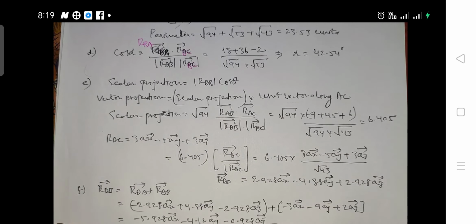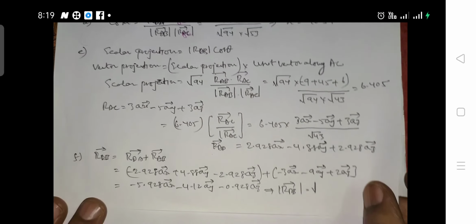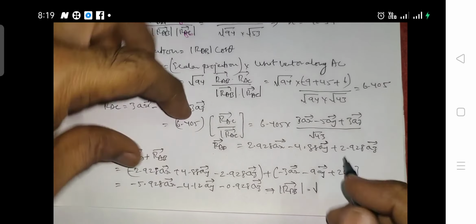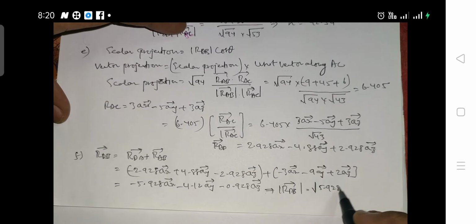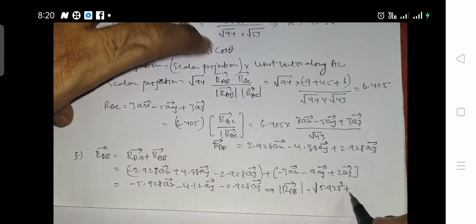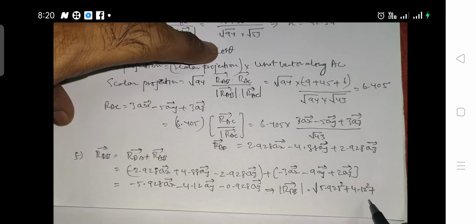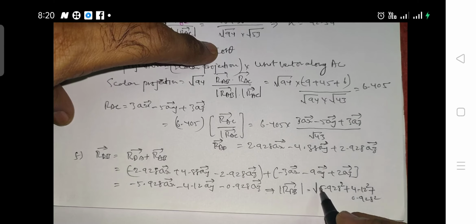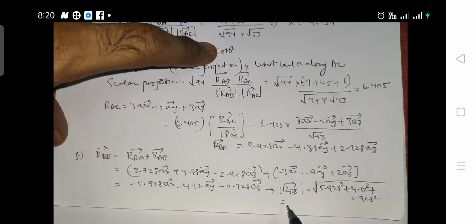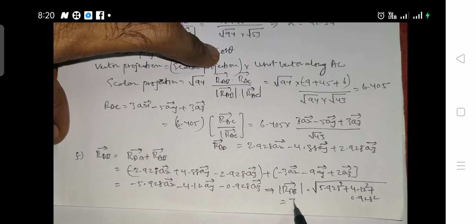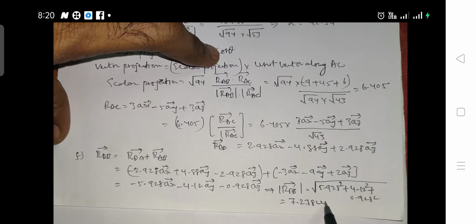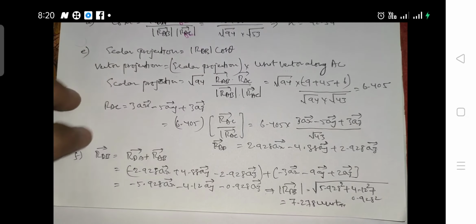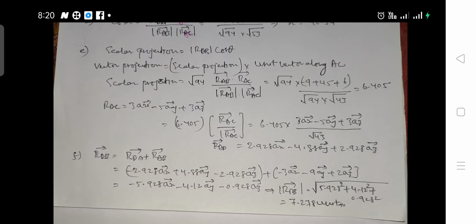So that implies the modulus of R dB bar is equal to the square root of 5.928 square plus 4.12 square plus 0.928 square, and this is going to give us a value of 7.278 units. So that is how you need to simplify these types of problems. Next we shall go through example 2.